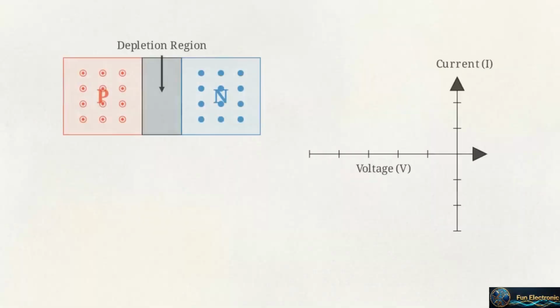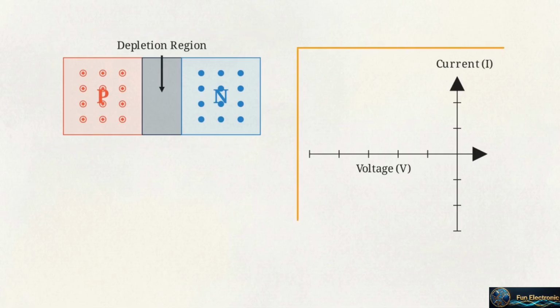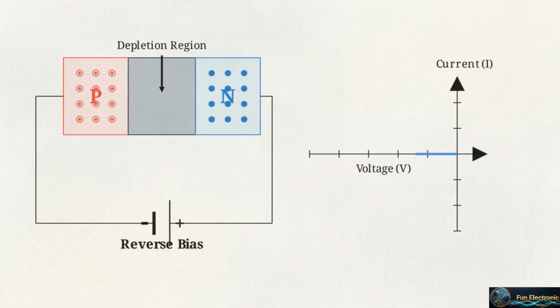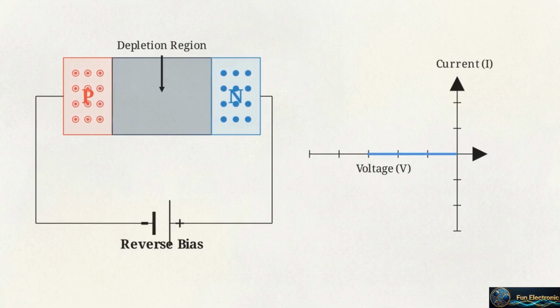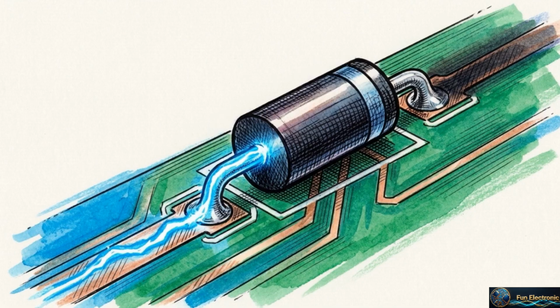We can manipulate this microscopic wall using external voltage. On the left, a physical schematic of the wall. On the right, a VI graph showing current over voltage. If we connect a battery to pull charges away from the junction, called reverse bias, the depletion wall physically widens. On the graph, you see a flat line. The valve is pulled tight, and almost zero current can flow through the device.